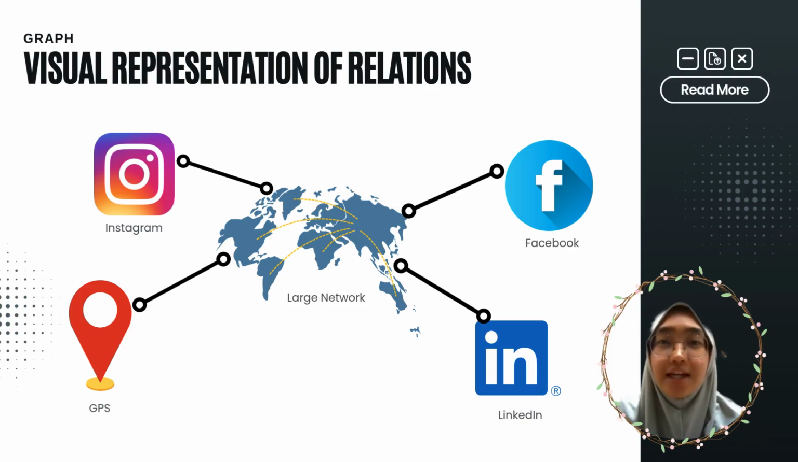Besides functions, another important way to represent relations is through graphs. A graph provides a visual representation of relationships. Instead of writing many ordered pairs, graphs use vertices, also called nodes, and edges, which connect those nodes. In this example, we can see different platforms such as Instagram, Facebook, LinkedIn, and GPS connected within one large network. This shows how graphs help visualize relationships between different systems and users.